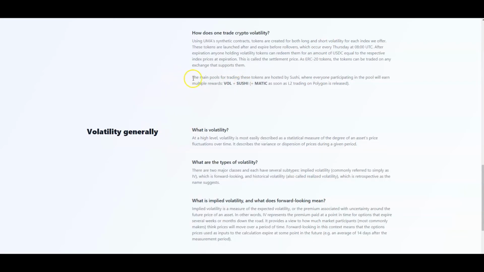They're telling you currently that the main pools for trading these tokens are hosted by Sushi, where everyone participating in the pool will earn multiple rewards, such as Vol plus Sushi plus Matic as soon as L2 trading and Polygon is released. They haven't done that yet, but they're looking to do it.